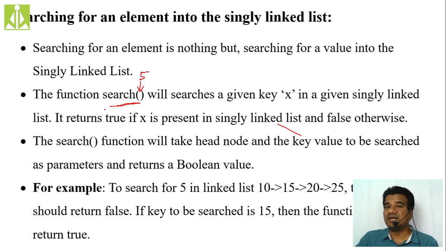And using that true or false, we will frame our statements accordingly. So here the search function will take the head node and the key value to be searched as parameters and return a boolean value. For example, to search for 5, you are searching for 5 inside this linked list: 10, 15, 20, 25. As this value is not there in this linked list, the search function should return false.